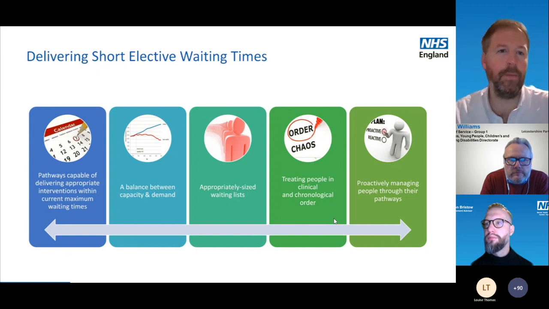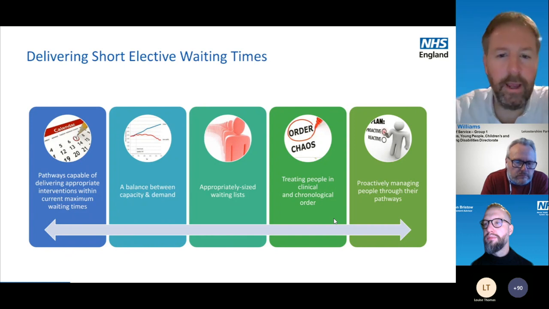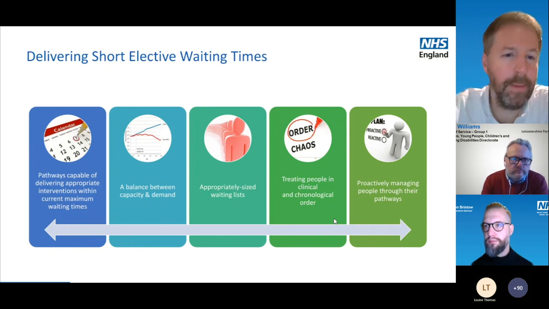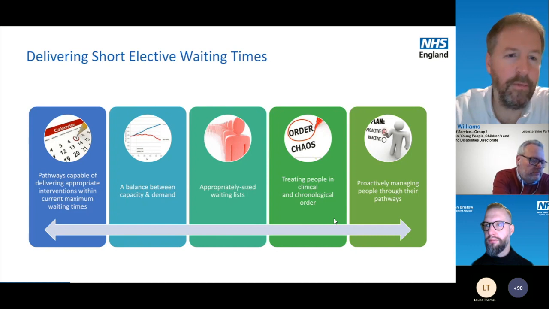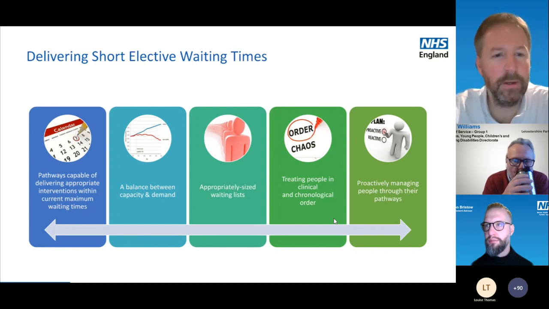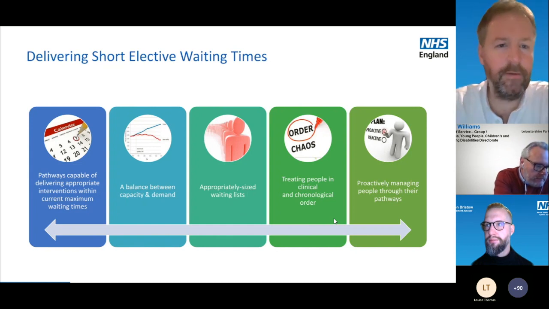So elective care being when there is an appointment where care is planned in advance in an outpatient setting in this instance. So you heard before from my colleague Nick about managing backlogs, appropriately sized waiting lists, and about pathways capable of delivering appropriate interventions within maximum waiting times, and capacity and demand back in October and November webinars.